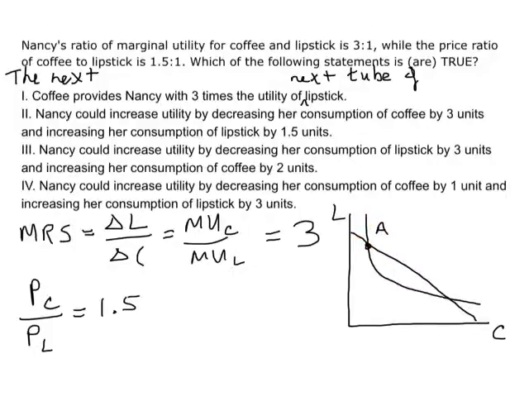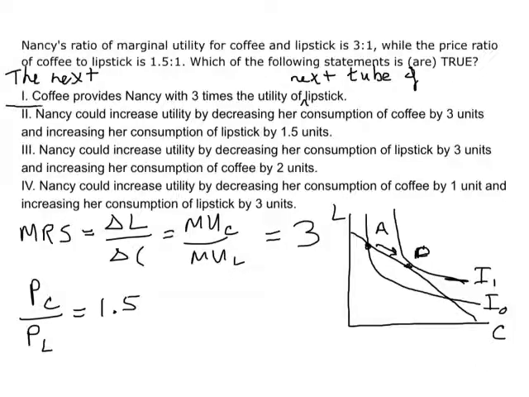So coffees are the bargain here. She's got too much lipstick on her hands, not enough coffee, and she'd be interested in giving up lipstick for coffee, so she can get to a point like what we called before C. I guess that's a little bit ambiguous. We'll call it point D, being very creative. C was just taken. She could increase her satisfaction by giving up lipstick for coffee. So let's go to these statements and see which is true.